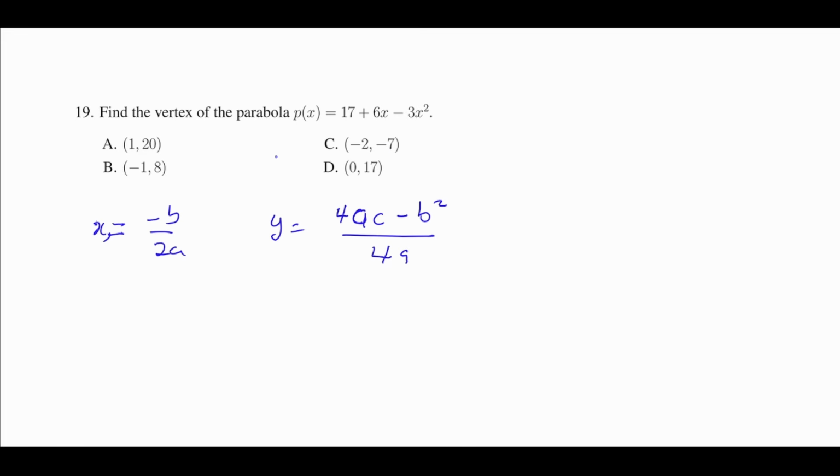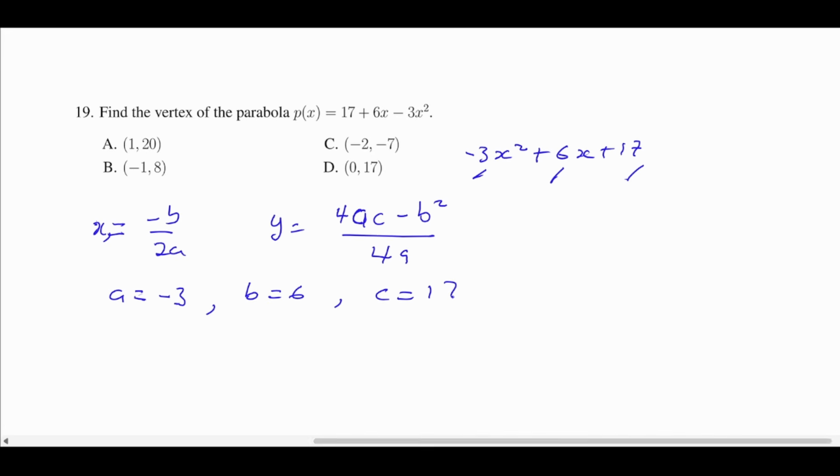From our equation, a is equal to negative 3. B, so you should rearrange it if you will get confused. That is negative 3x squared plus 6x plus 17. If you rearrange it like this, you'll be able to see that this is my A, this is my B, and this is my C. Now A is negative 3, B is equal to 6, and C is equal to 17. Now I substitute that into this. I have my x equal to negative 6 over 2 bracket negative 3, and that will give me negative 6 over negative 6, and that will be 1.